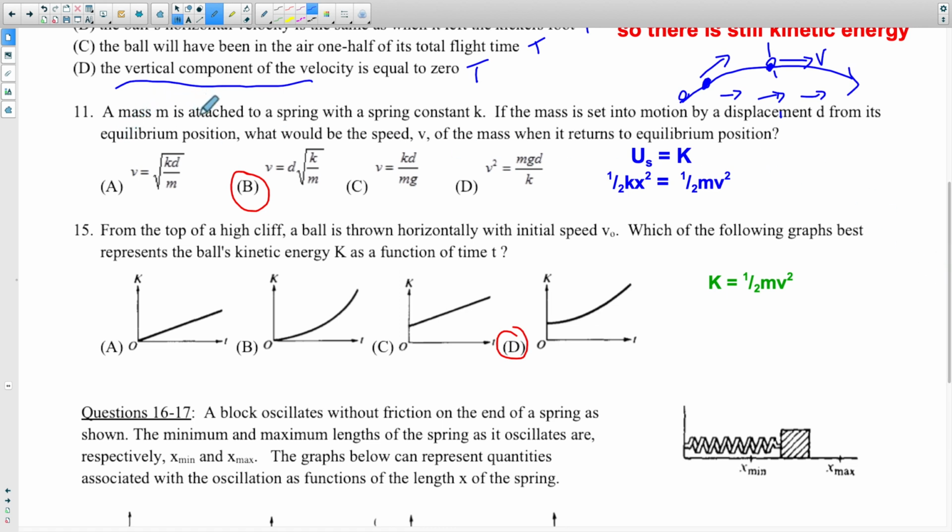Number 11, a mass is attached to a spring with a spring constant K. If the mass is set into motion by displacement d from its equilibrium position, what will be the speed of the mass when it returns to the equilibrium position? Okay, the equilibrium position, I'm going to use this as a diagram. The equilibrium position is when it's in its natural state and it's not moving. So it has not been pushed in and it has not been stretched out. It's just in the middle, it's not moving, that's what the equilibrium position is.